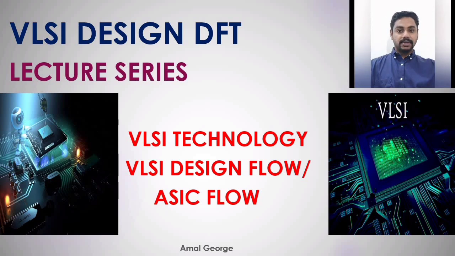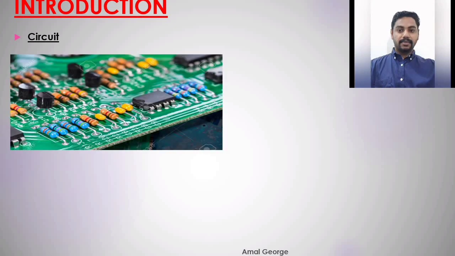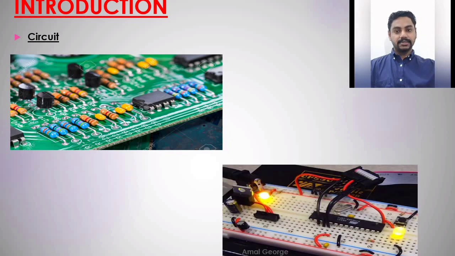To start with, let's first see what an integrated circuit is. What is a circuit? What comes to your mind? Something like this: a printed circuit board. Different components are soldered on it: resistors, capacitors, diodes, connecting wires. This is a discrete circuit. It consists of discrete components.